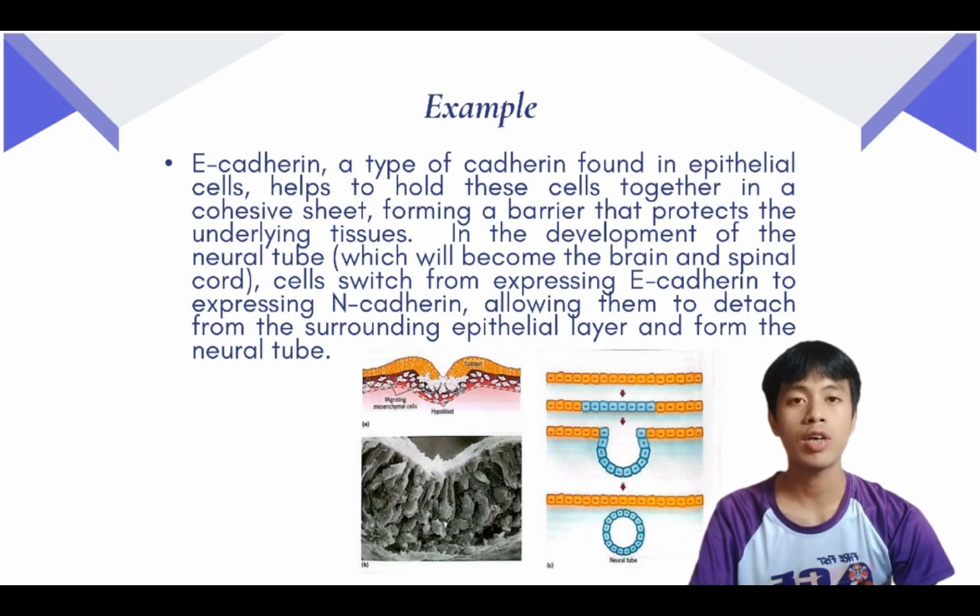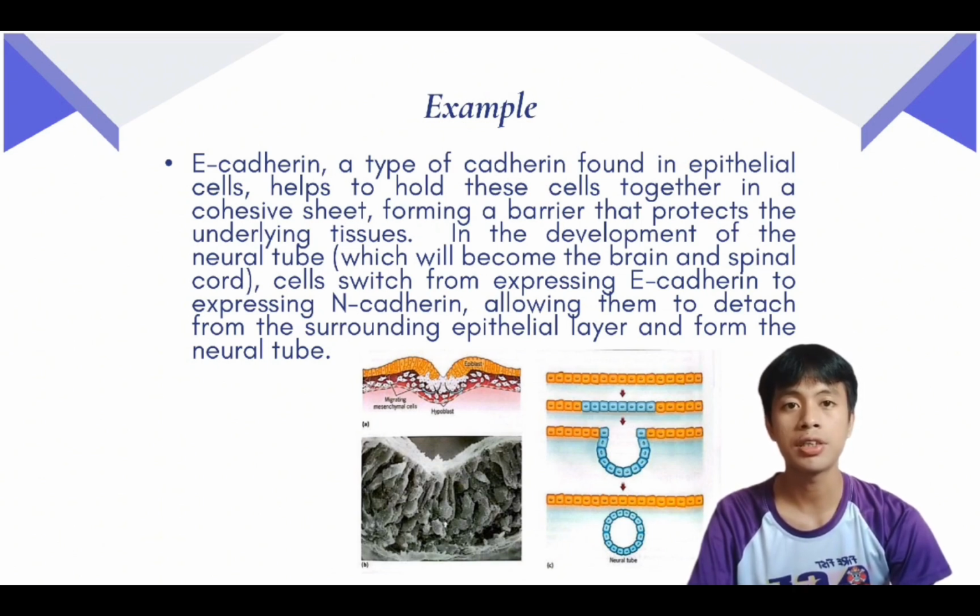Example of role of cadherins: E-cadherin, a type of cadherin found in epithelial cells, helps to hold these cells together in a cohesive sheet, forming a barrier that protects the underlying tissues. In the development of the neural tube, which will become the brain and spinal cord, cells switch from expressing E-cadherin to expressing N-cadherin, allowing them to detach from the surrounding epithelial layer and form the neural tube.